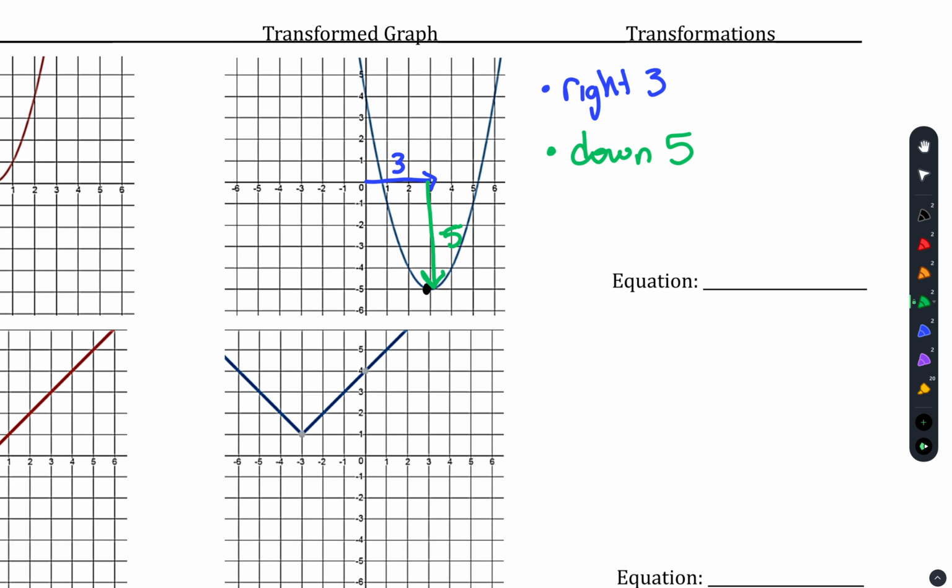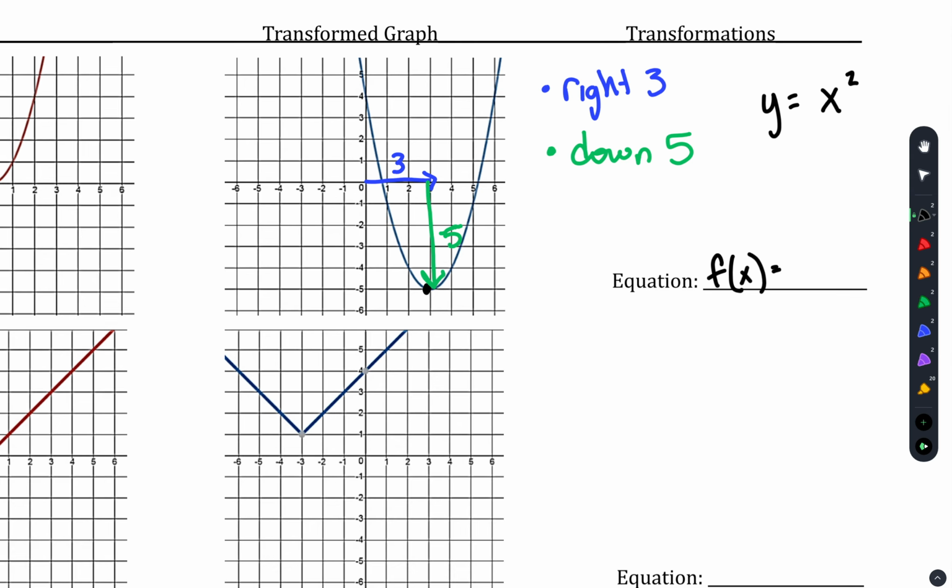The last thing that we need to know is, what is our parent function? Does anybody remember what the parent function of a parabola is? James? Yes, y equals x squared for a parabola. So I'm going to start with my a value if I have one. In this case, I don't have an a value because it's not reflected, and we're not going to worry about stretched or compressed for these first few.